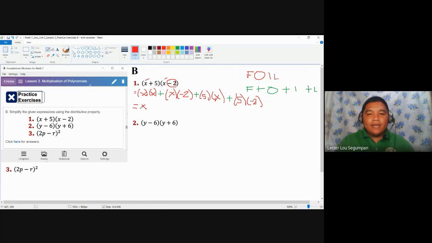X times X, same base. So 1 plus 1, plus you have x times negative 2, you have negative 2 and copy x, and you have 5 times x is 5x, and then plus 5 times negative 2 is negative 10. And then finalize the result. The result should, again, this uses the multiplication law of exponents.